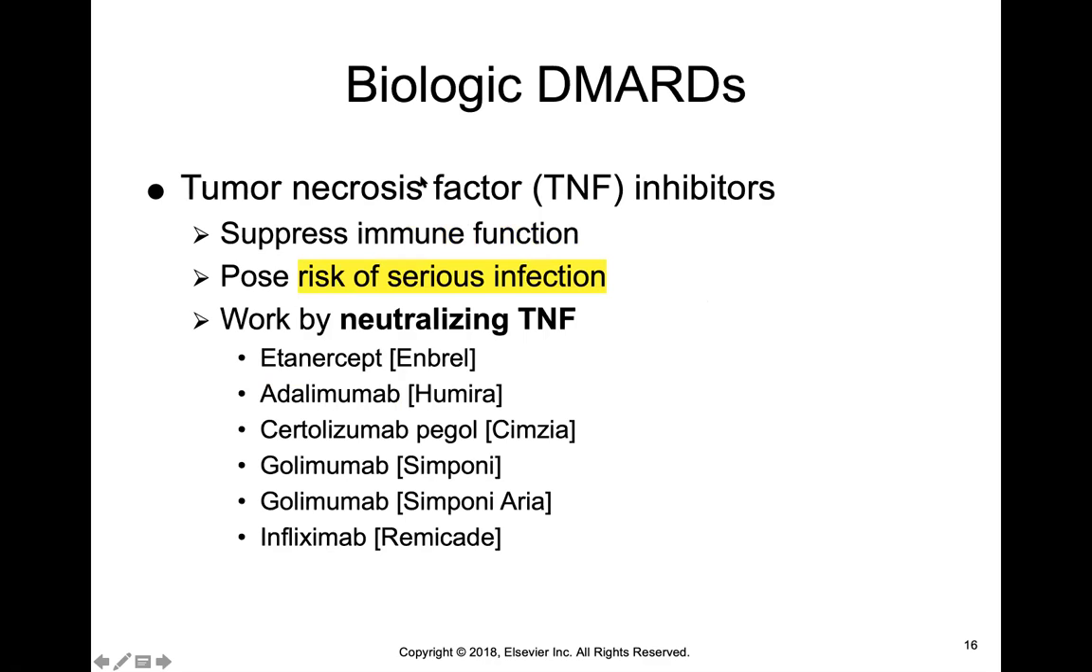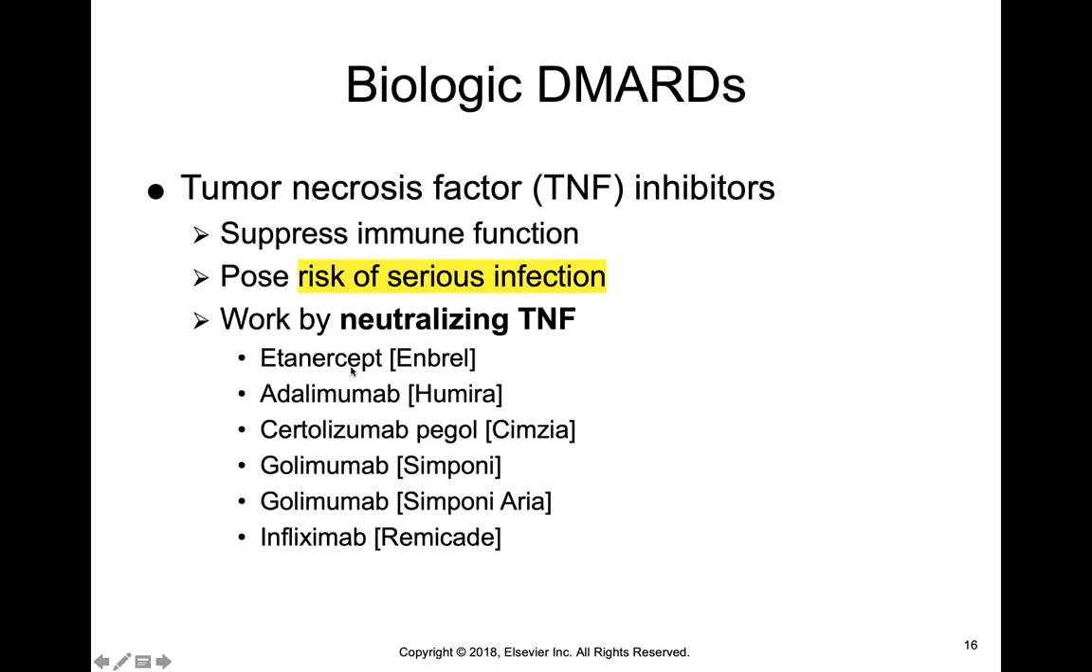Okay, now moving on to biologic DMARDs. This slide will cover the tumor necrosis factor inhibitors first. They will suppress immune function, which obviously would pose a risk of serious infection as your white blood cells or absolute neutrophil count goes down. But how they work is they neutralize tumor necrosis factor. Typically it's tumor necrosis factor alpha, which causes a lot of the inflammation.